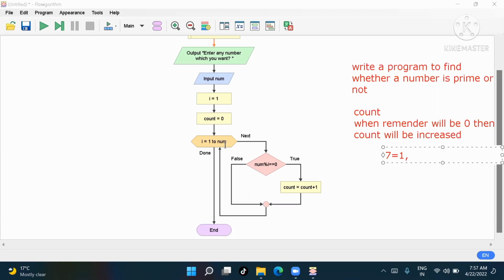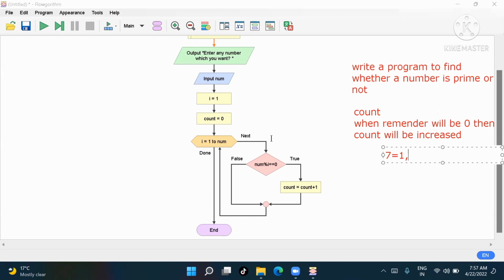Then again it will check here. It will come here. Count is 7, 1 is 7, so the remainder will be 0, right? Then it will come to the true side. In true, count equals count plus 1, here 0 plus 1, count 1 happened. Again it will go here and calculate. 1 is finished, here i equals 1.